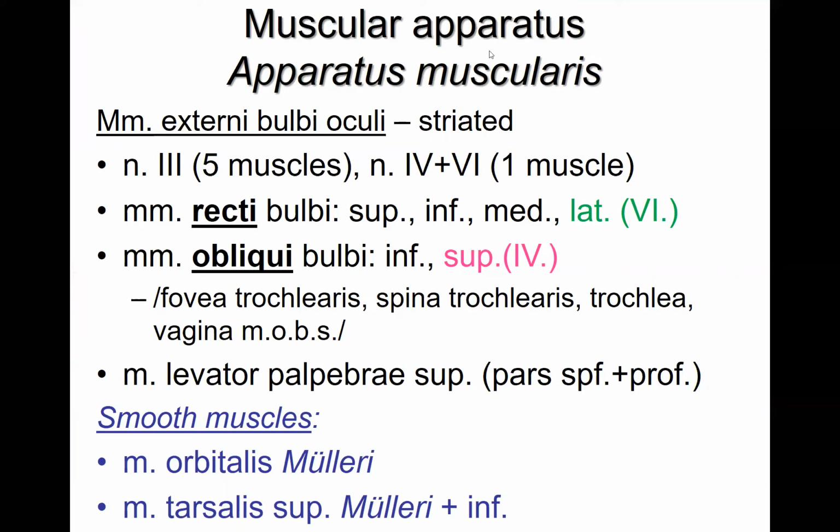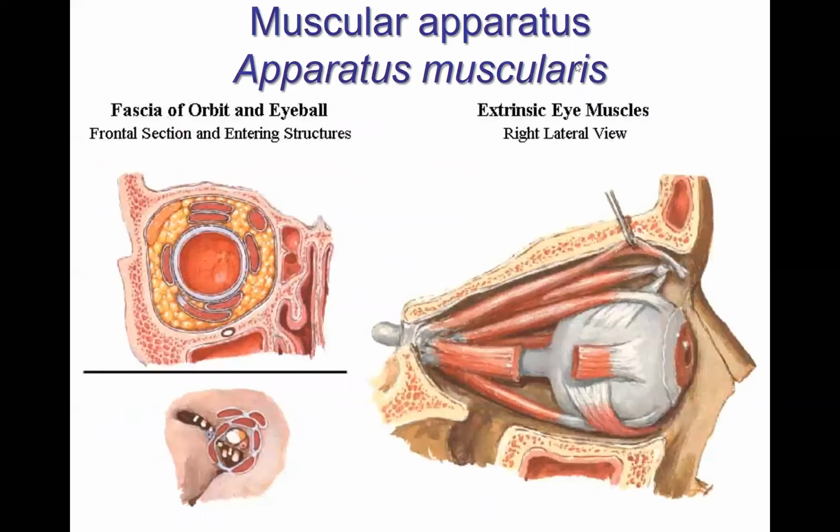Nothing new to say. Very quick revision: 4 recti, 2 obliqui, 1 levator of the upper lid. All this is supplied by trochlear, abducent, but mainly oculomotor. Smooth muscles: orbitalis muscle in the inferior orbital fissure, superior and inferior tarsal muscle in the upper and lower lid, supplied by sympathetic, parasympathetic.